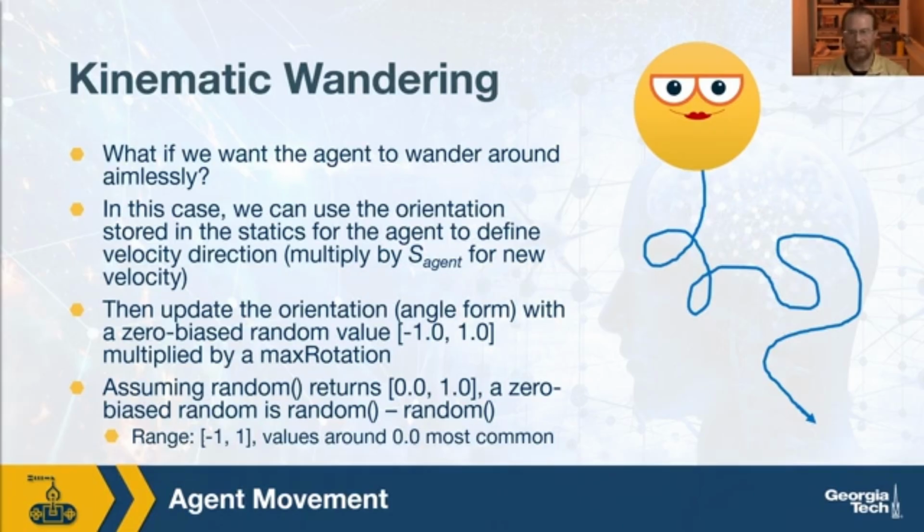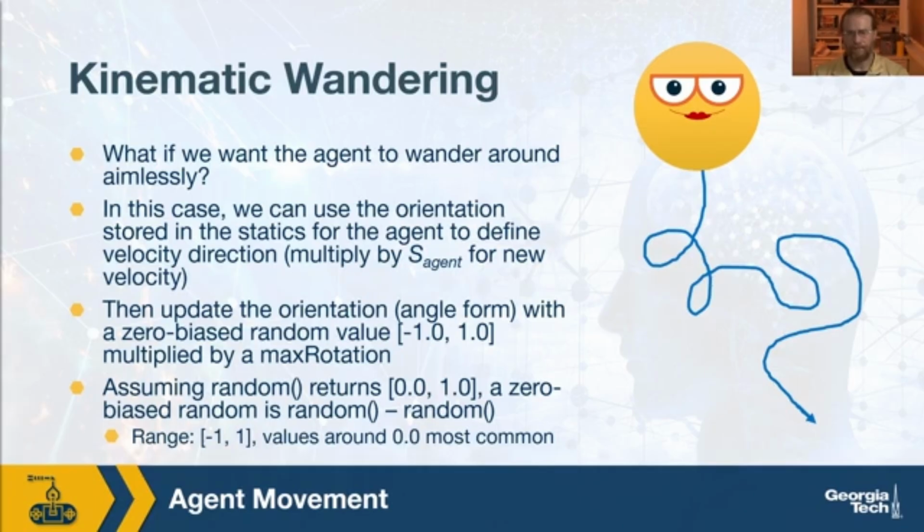So this is just a nice little trick you can use. And then you add that resulting value, this between -1 and 1. You add that. Depending on how your angles are represented, whether it's in radians or degrees, you're going to need to multiply it by an appropriate scalar for the right amount of rotation.